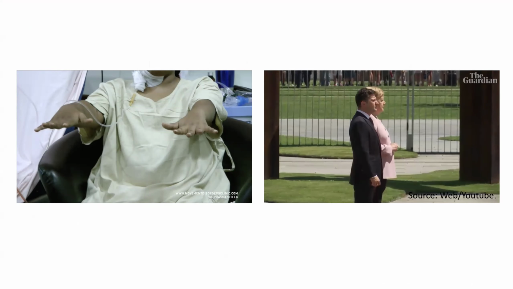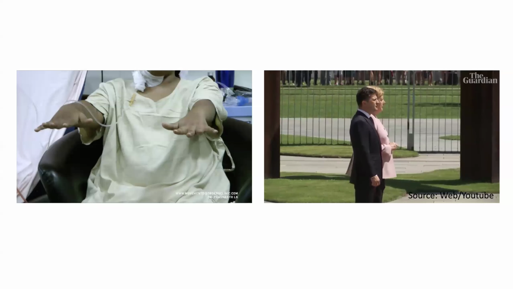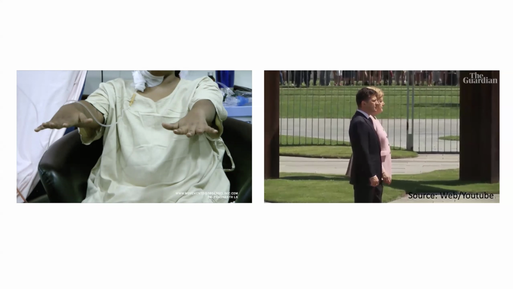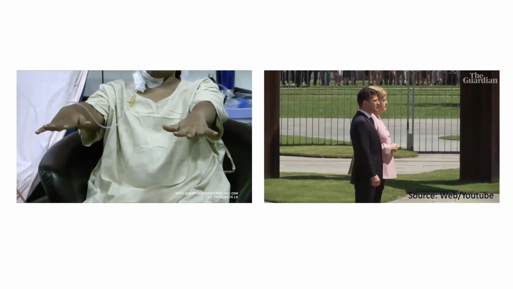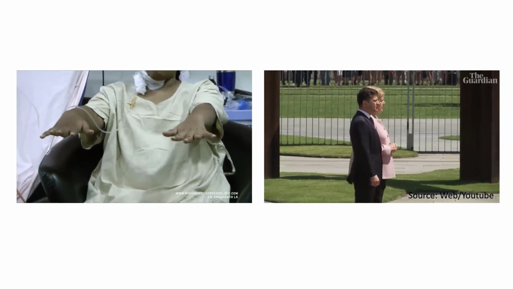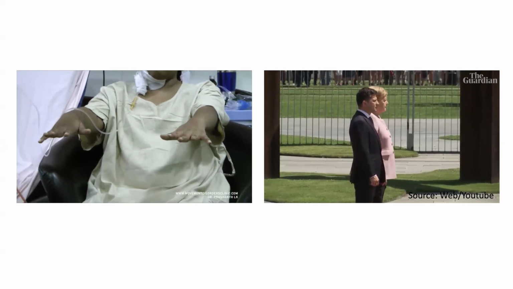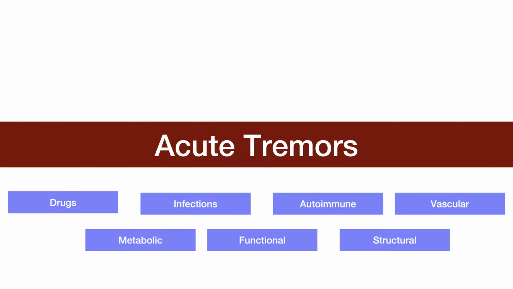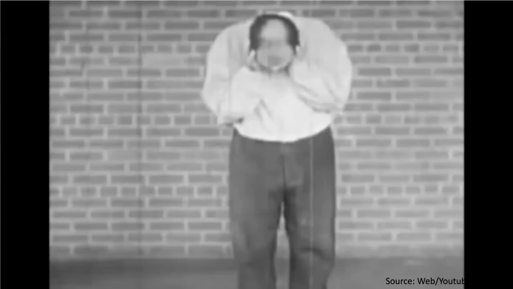Next are people presenting with sudden onset acute tremors. The causes of acute onset tremors are wide and varied, and need to be assessed based upon the underlying cause. These include drugs, infections, autoimmune disorders, vascular causes, metabolic, functional disorders, and structural causes. Recognizing these and treating them specifically will help to give a satisfactory result.